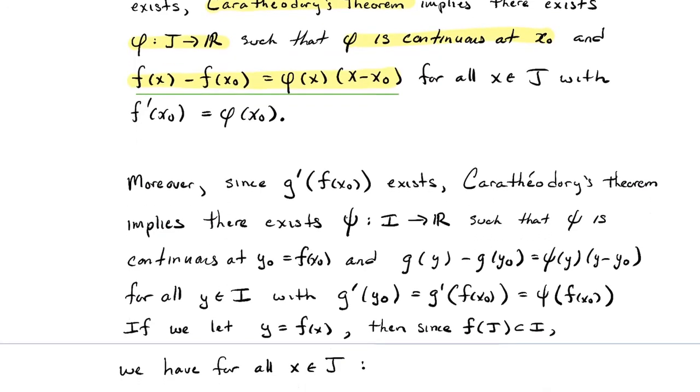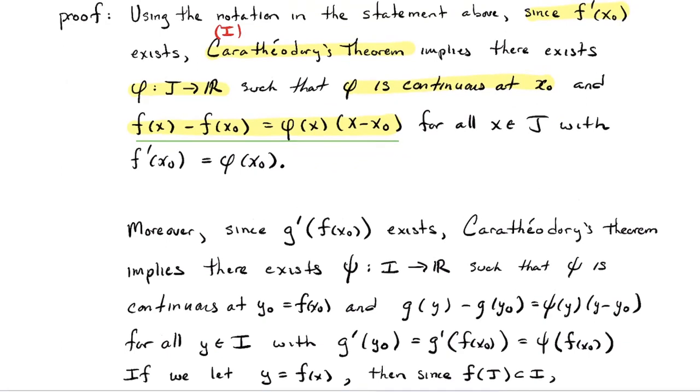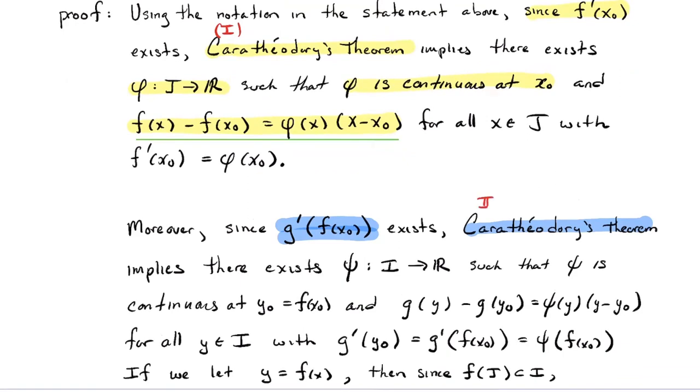Okay, now I'm going to apply it again. Try to leave this visible here. I'm going to apply it again. I'll highlight it in a different color. g is differentiable at f of x naught. So g prime of f of x naught exists. So a second application of Theodore's theorem. It's the second time I'm applying it, but I'm applying it to the function g at the point f of x naught. So the second application of it says there's some other function.